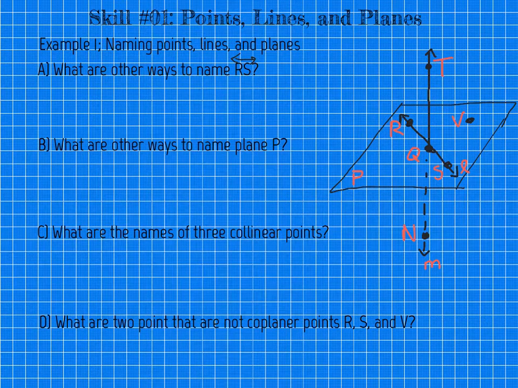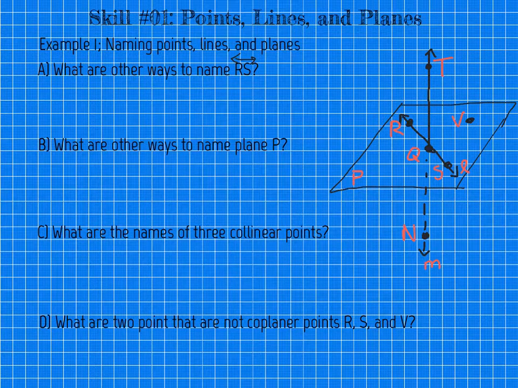Skill 1, Points, Lines, and Planes. We're going to go into examples on how to name points, lines, and planes. So given the picture at the right here, we have a plane, and we want to just describe the plane in different ways. So for question A, what are other ways to name line RS?